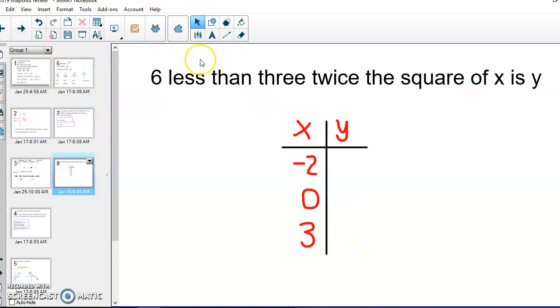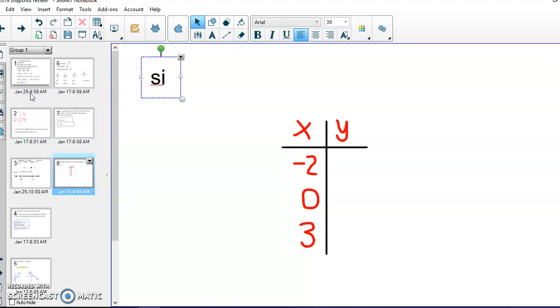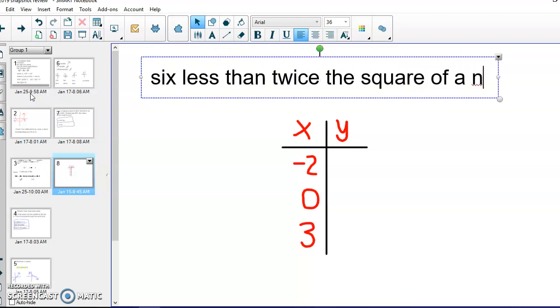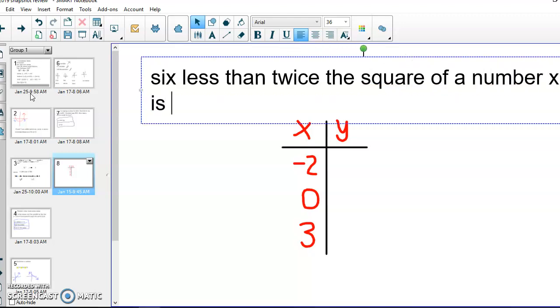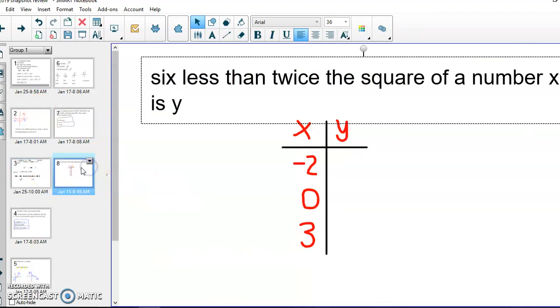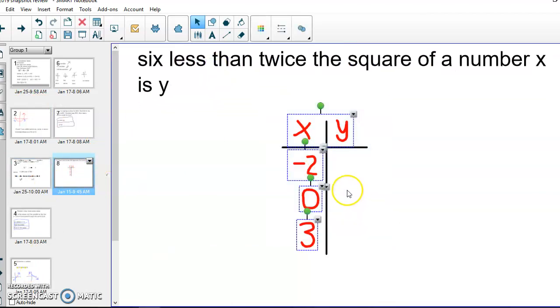All right, next one. 6 less than twice the square of x. Whoops. This doesn't look like the problem. Let me change this. So this is what your problem should look like on your paper. 6 less than twice the square of a number x is y. And I have to be able to type this into Desmos. This is giving me math in words. I need it as math in numbers.